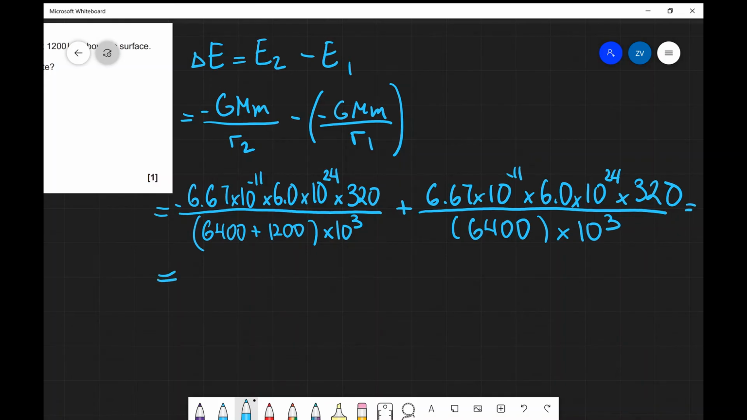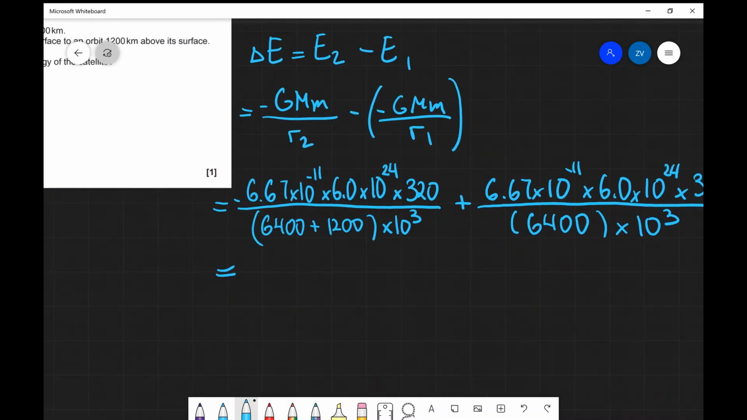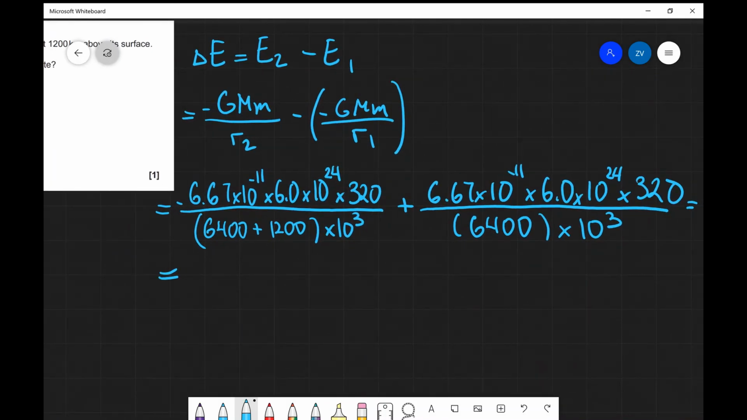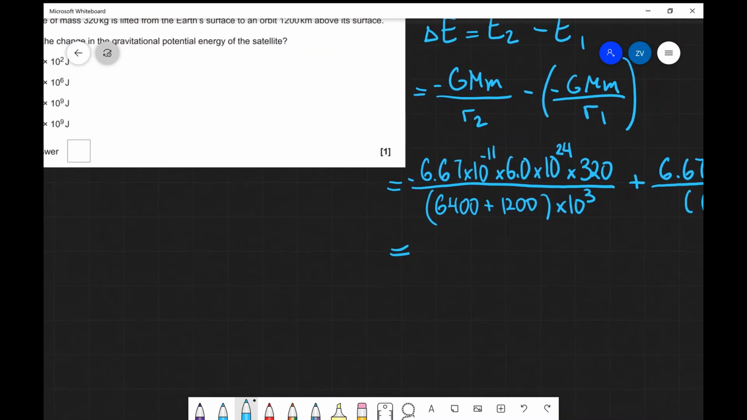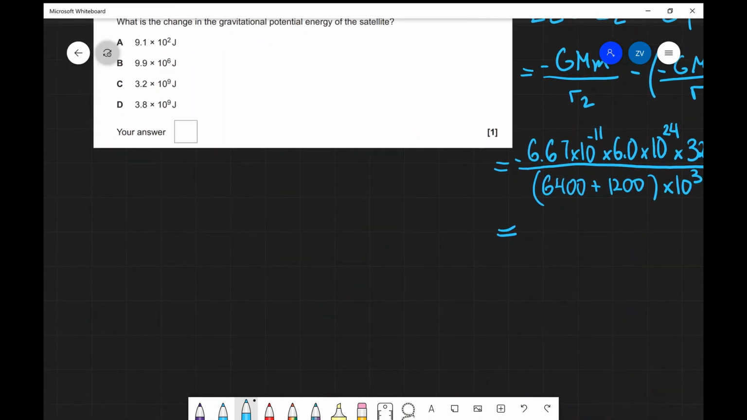Okay, so let's put that into our scientific calculator. So after we've put that pretty long expression into our scientific calculator, we're going to get about 315947368, which is essentially B, which is 3.2 multiplied by 10 to the 9 joules. So the correct answer is C, excuse me, I think I said B a moment ago. So the correct answer is C.